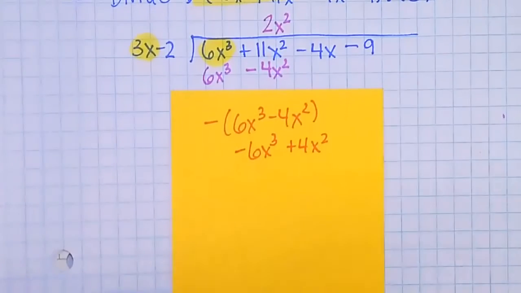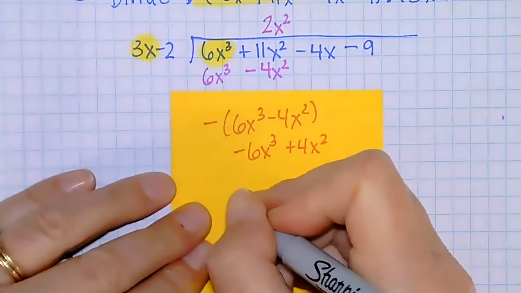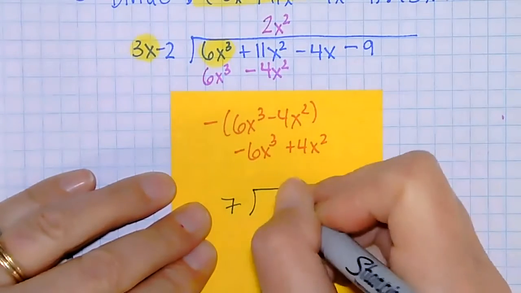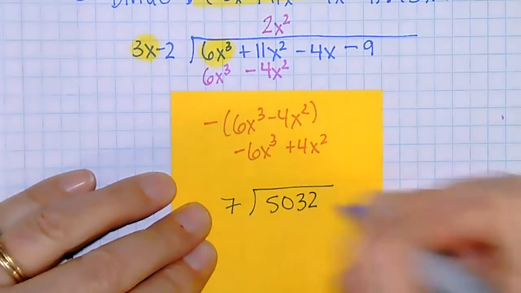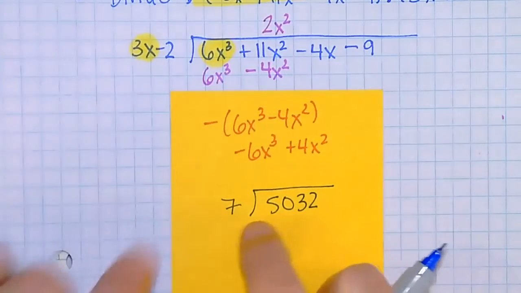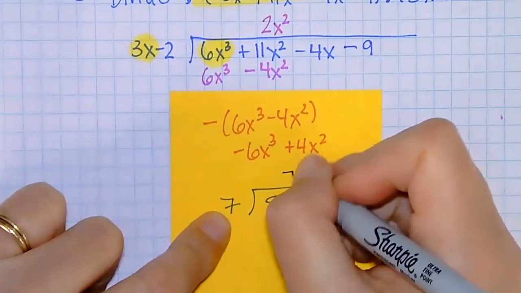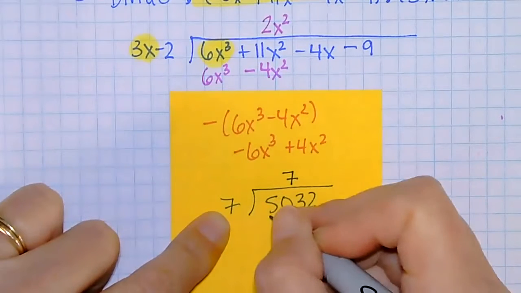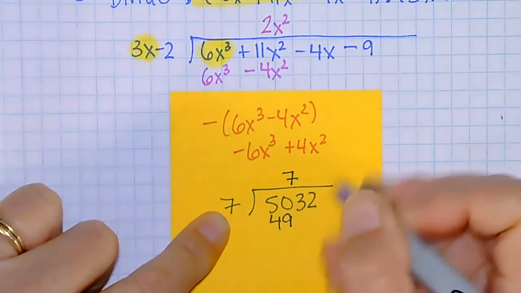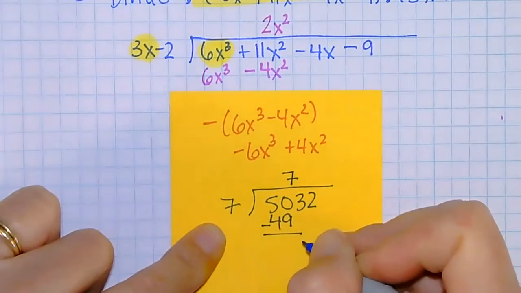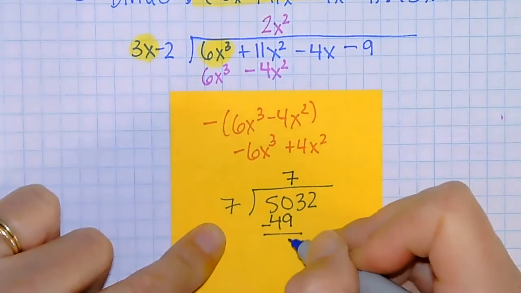Just as a quick little reminder, let's say I have 7 into 5032. I'm just going to start this problem. So 7 doesn't go into 5, but 7 goes into 50. It goes in 7 times. 7 times 7 is 49, and I don't add those together, I minus. I want to find the difference, and the difference is 1.